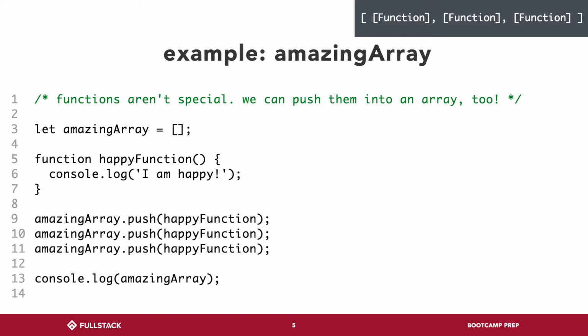So what happens if we were to say amazing array of 0? Would it do the console log I am happy, or is it still just gonna say function? It's still a function because you need to call it, you need to invoke it, you need to do the parentheses thing. So how would you call happy function after you push them? It would be amazing array of 0, parentheses. Exactly.